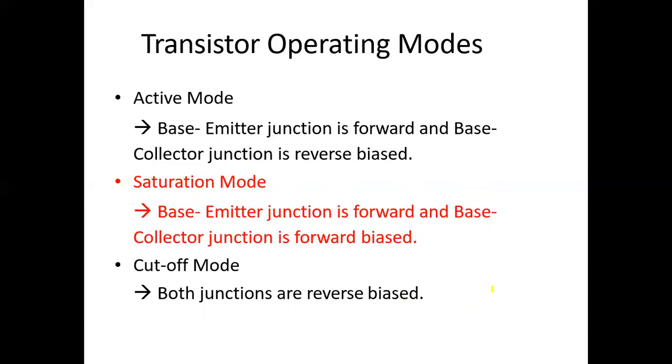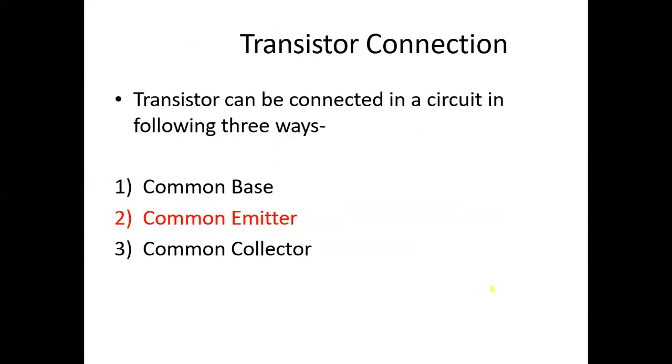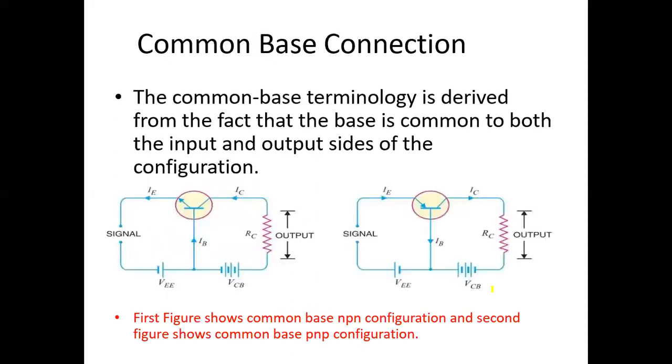We always use the active mode for a transistor. Saturation mode and cutoff mode are not severely used in daily life, but we always use the active mode of the transistor. We have three common connections for a transistor: common base, common emitter, and common collector.